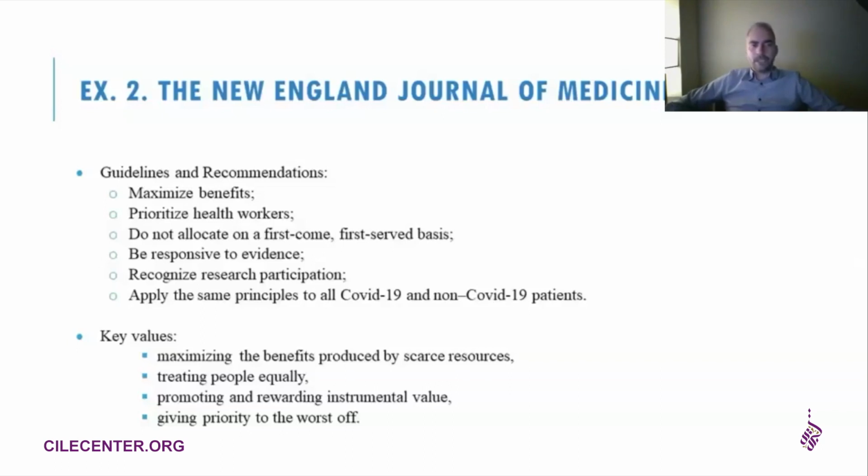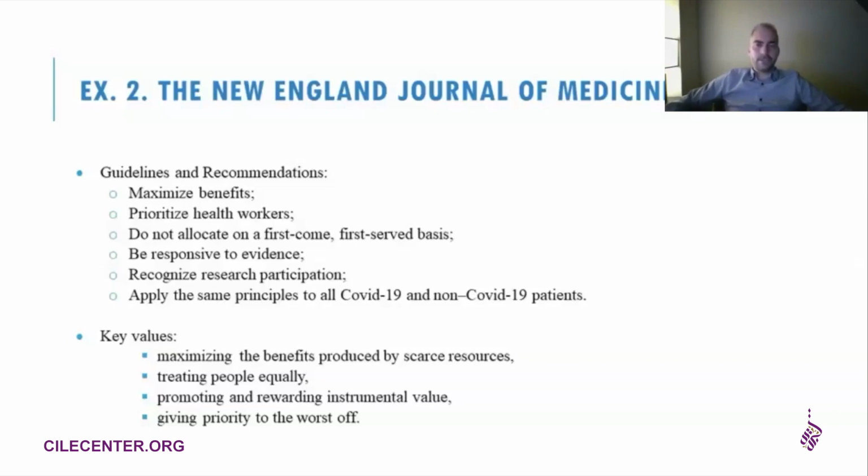So the recommendations are, as you can see on the screen: maximizing benefits, prioritizing health workers, do not allocate on a first come, first served basis, be responsive to evidence, recognizing research participation, and finally apply the same principles to all COVID-19 and non-COVID-19 patients. So these are their recommendations.